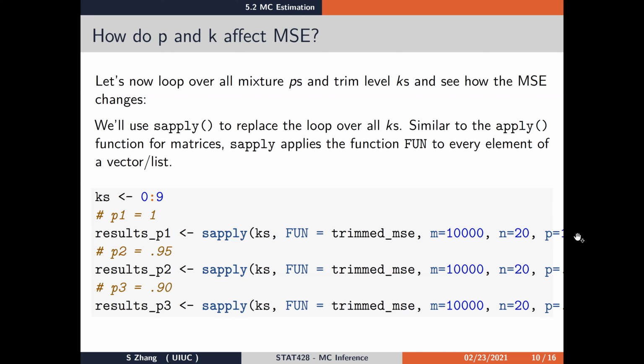The code is a little bit overflowing over here, but if you look at our markdown handouts, we'll be able to find the complete code. Essentially, you can see this part is just p equals 1, p equals 0.95, and p equals 0.9. So we say sapply k, trimmed MSE, meaning that we're going to apply the trimmed MSE function to each of the possible k values from 0 to 9. We do the same for p equals 0.95 and p equals 0.9.